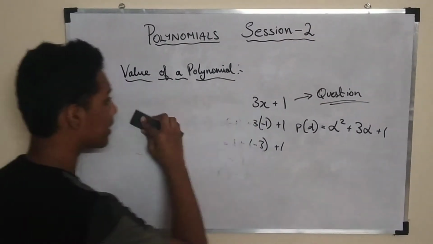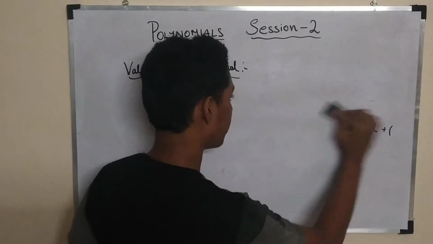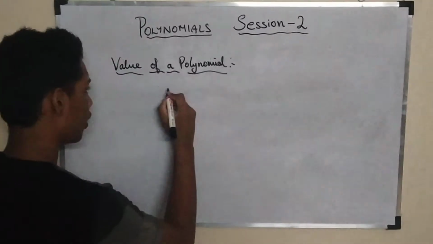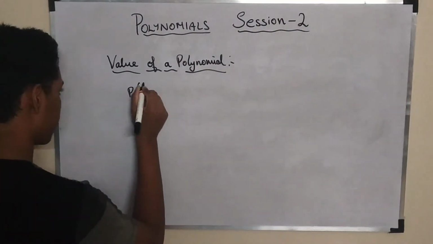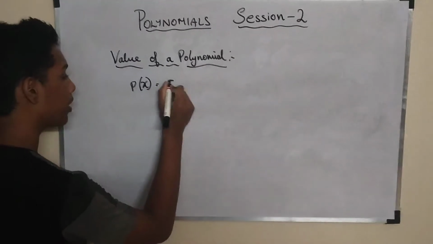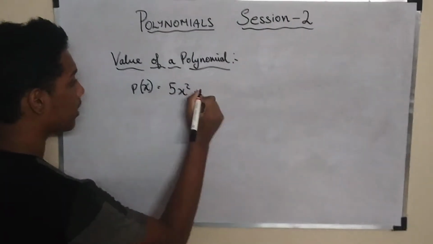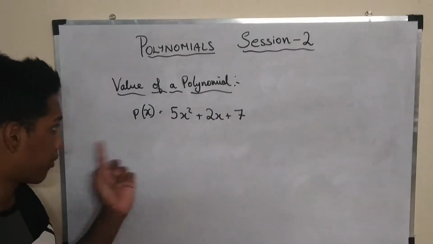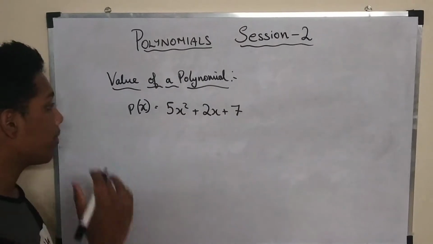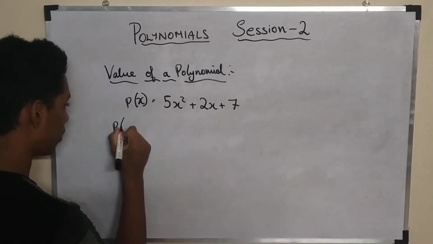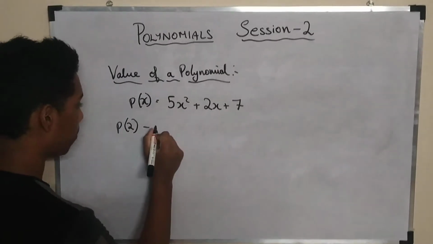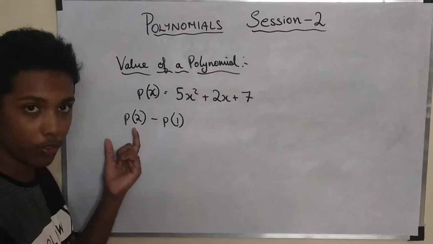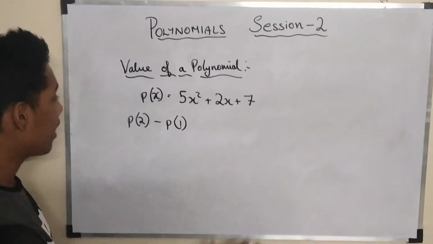Now let's take another example of how to solve the value of a polynomial. Remember, this is given in the question: p of x is 5x square plus 2x plus 7. Then find the value of p of 2 minus p of 1. Now how to do this? First we need to find the value of p of 2, then find the value of p of 1, and then subtract.